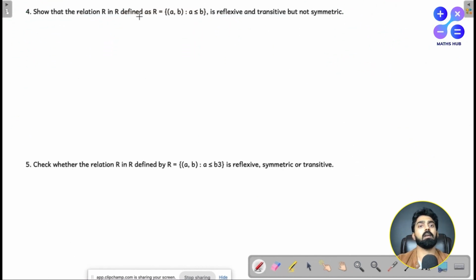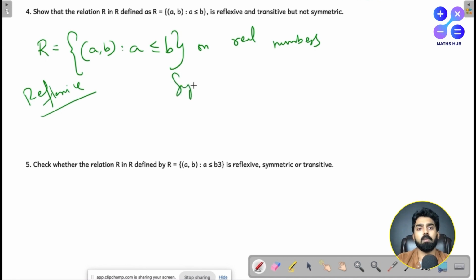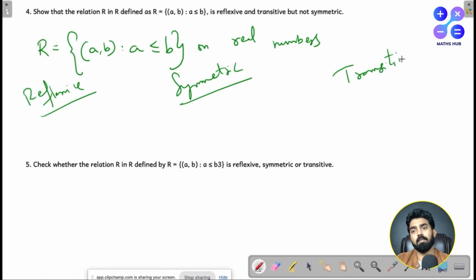Show that the relation R in the real numbers, defined as R equals {(a, b) such that a is less than or equal to b}, is reflexive and transitive but not symmetric. So the relation is on all real numbers a, b such that a is less than or equal to b. Right? So okay, let's see if it is reflexive, symmetric, or transitive. The question is actually telling us that we need to show it is reflexive and transitive, so we know that it is reflexive.